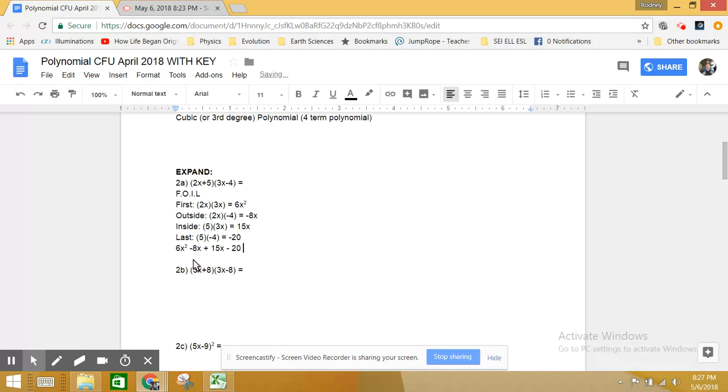Now I need to combine my like terms. My like terms are my outside and my inside products. So I'll rewrite 6x squared. Negative 8x plus 15x is going to end up being plus 7x. And then I've got minus 20. And I'm done. If you're having any trouble with this, I highly recommend using the FOIL approach.